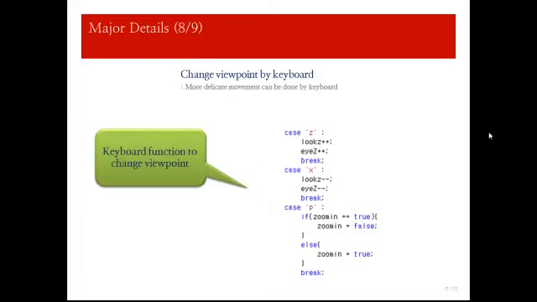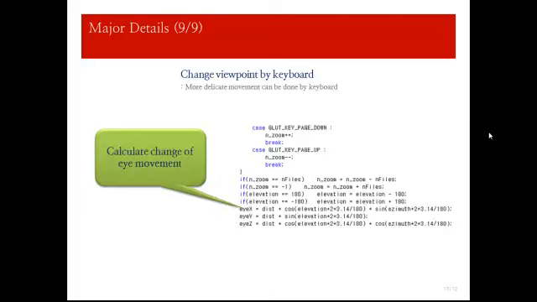Change viewport by keyboard. This is a part of the source code in the keyboard function, where you can see that more delicate movement can be done by keyboard. Using the keyboard, there's a change of the viewport. In the source code, you can see that the change of eye movement is calculated.